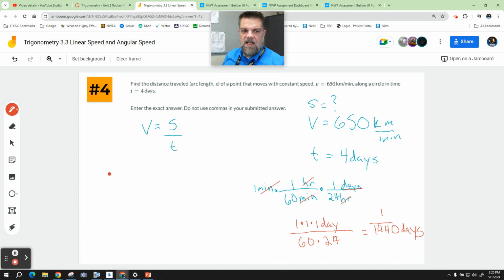So before I plug this in, I'm solving for S. Why don't I just multiply by T on both sides? This cancels, and I get the velocity times the time equals the length, the arc length. So what's my velocity? Well, it's 650 kilometers per 1 minute. Oh, wait. We don't want that as per 1 minute, do we? We're going to replace 1 minute is equal to 1 over 1440 days. So it's 1 over 1440.